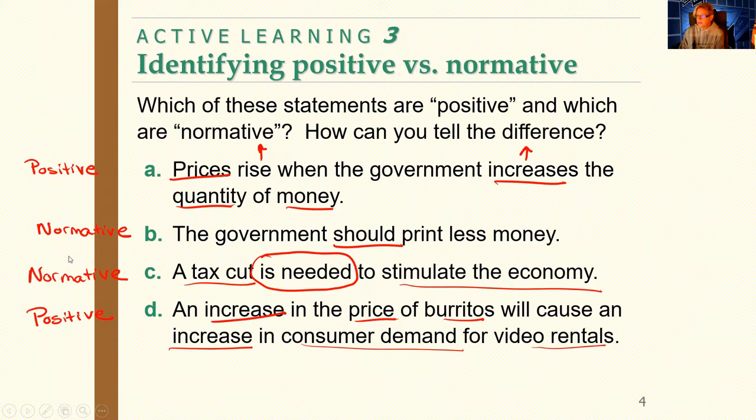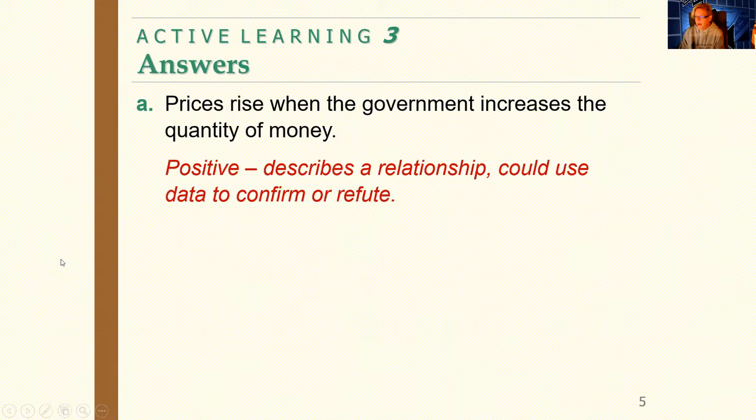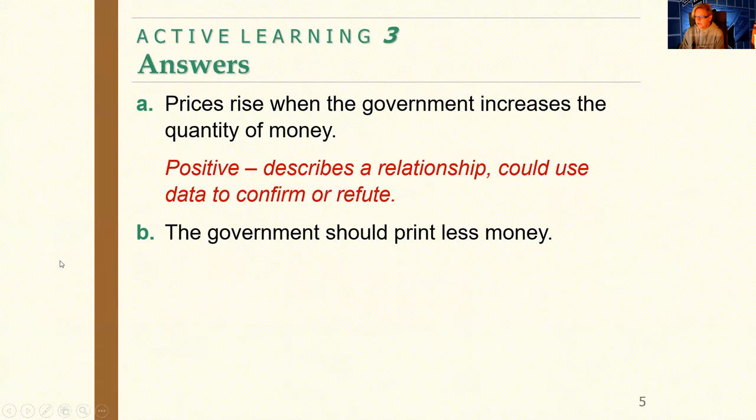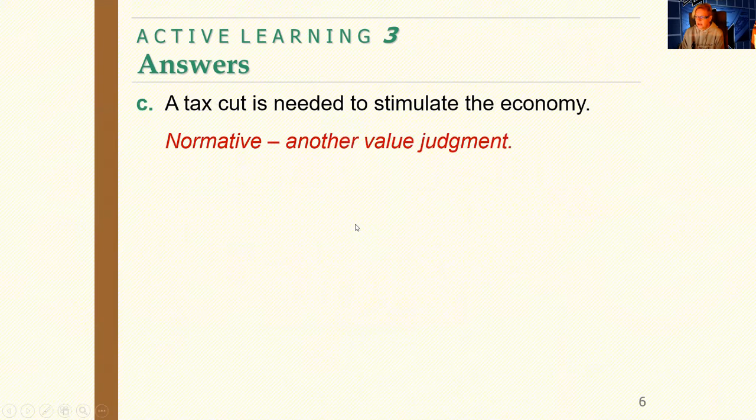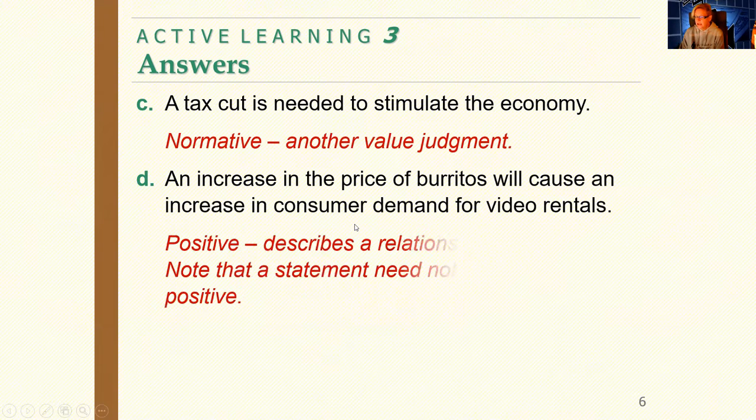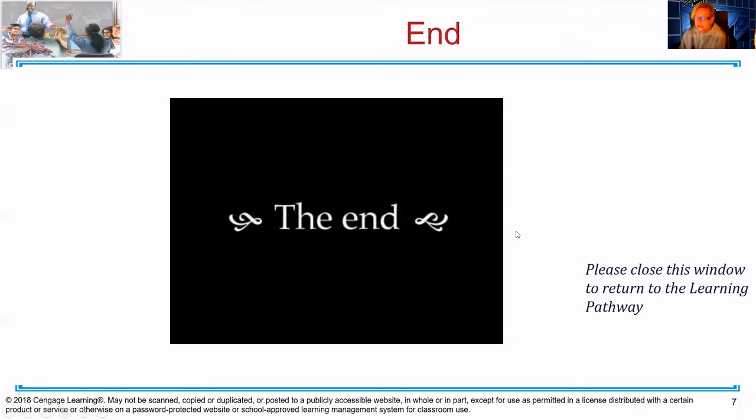And let's check our answers and make sure we got it right. Okay, positive again. Can use data to confirm or compute. Again, value judgment on B, C, a value judgment, and D is positive. Again, need not be true. That's kind of a sticky point that a lot of students say, well, it can't be positive because it's untrue. Well, it's positive because you can go out and gather those facts or data and prove or disprove the statement. Okay, so this is the end of our learning objective on positive and normative statements.